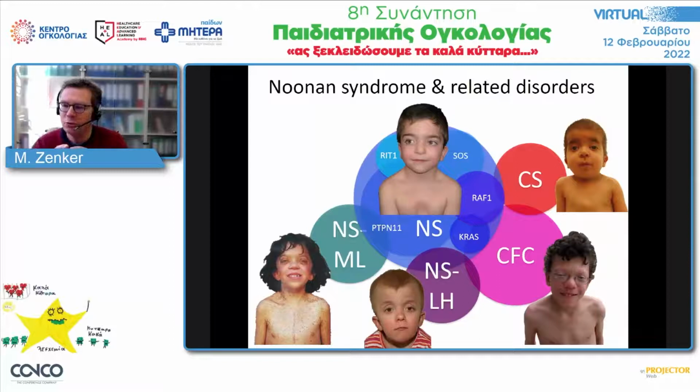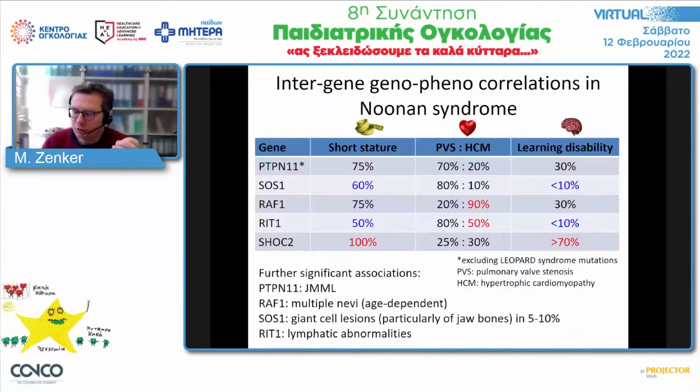And also within the Noonan syndrome spectrum, and you're aware that we know quite a lot of mutations that cause Noonan syndrome, we see genotype or gene-specific manifestations regarding, for example, the growth and the frequency of specific heart defects. So hypertrophic cardiomyopathy is, for example, very much associated with RAF1 and RIT1. More severe short stature is typically associated with SHOC2, but we also see that, for example, multiple nevi, so tumor-like lesions, are especially found in RAF1 patients. Giant cell lesions have a clear association with SOS1, and so on.